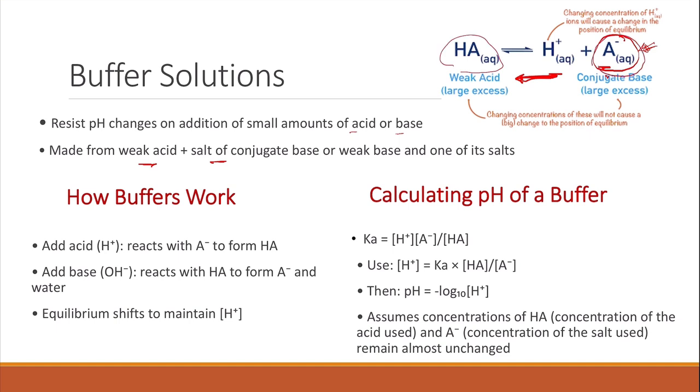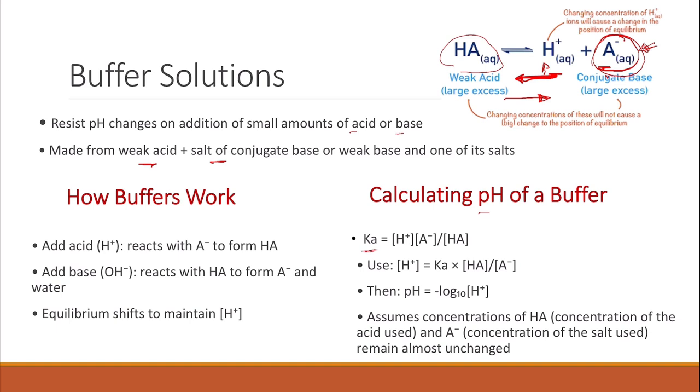So if you add a little bit more of the acid, then the excess acid will react with the anion. And that will resist the change in the hydrogen ion concentration, basically. And if you add some base, the base will then react with the acid, and that will shift the equilibrium to the right to produce more of the acid. So you will get more of the acid to balance the pH again. So now this is how it works and how it resists the changes of the hydrogen ion concentration, or the pH. So how can we calculate the pH of the buffer?